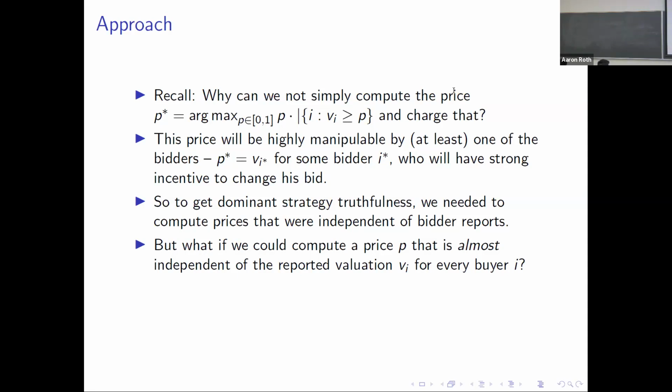In some sense, the thing we're going to try to do in this lecture is smooth out that part of the computation, so that we're computing a price that maybe depends on all of the bids, but only in a mild way, so that there's no one person who has significant ability to manipulate the price. Maybe we're going to try to compute a price that is almost independent of the reported valuation for all of the players.